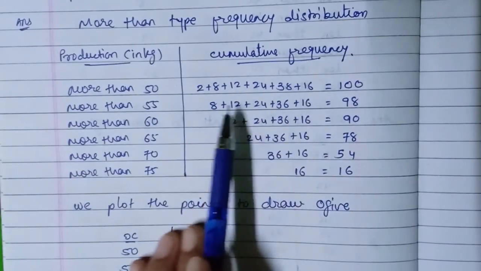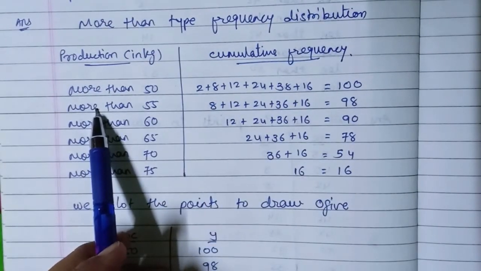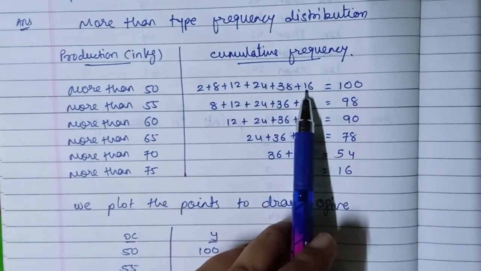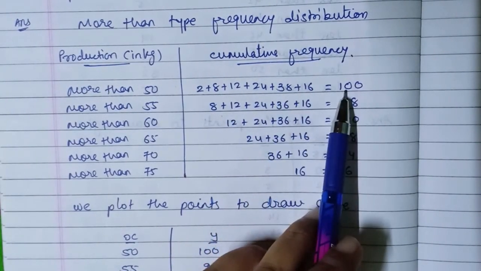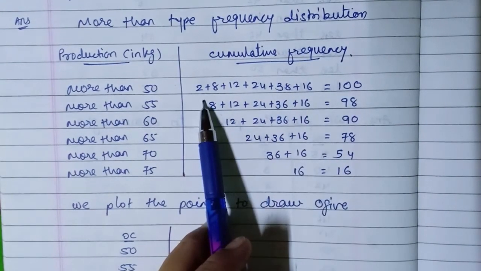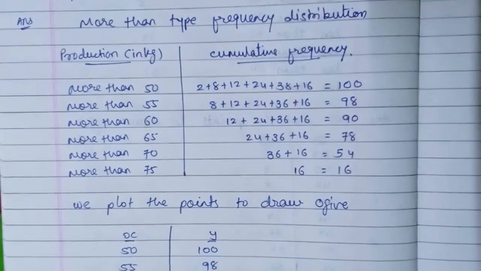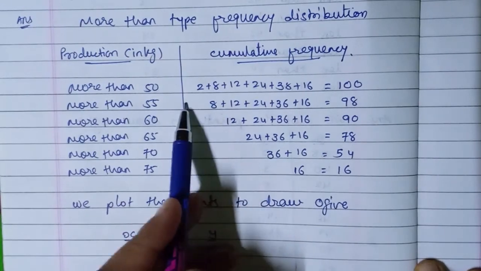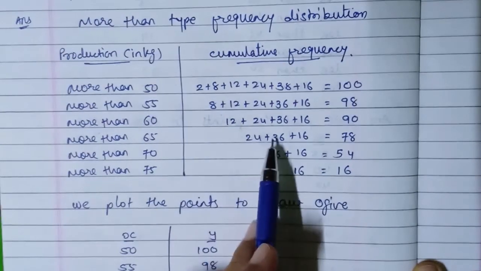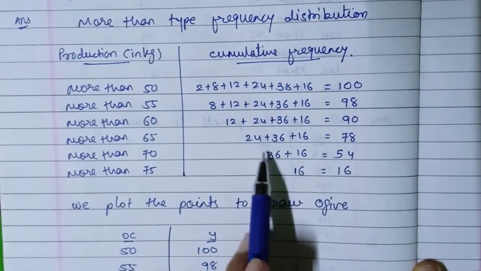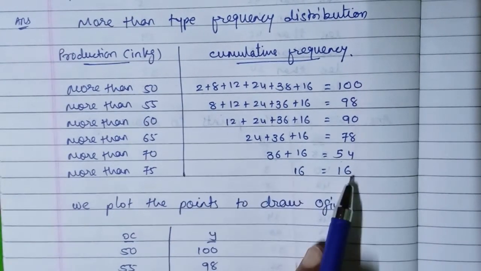Now the cumulative frequency. We have to start from the last because we are writing the more than frequency. First of all we add all the frequencies fi: 2, 8, 12, 24, 38 and 16 is equal to 100. Now we remove the first frequency, 2. So 8 plus 12 plus 24 plus 38 plus 16 is equal to 98. Then 8 is removed, so 12 plus 24 plus 38 plus 16 is equal to 90. Now 12 removed: 24, 38, 16 gives 78. Now 24 removed: 38 plus 16 is equal to 54. Now 38 removed: 16.